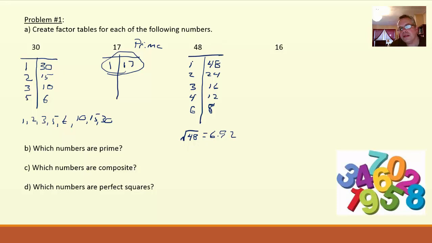So on the left side, I keep going up by 1, trying numbers. And I can stop when I go past the square root of 48. So I don't need to really try 7 because that's past the square root of 48.